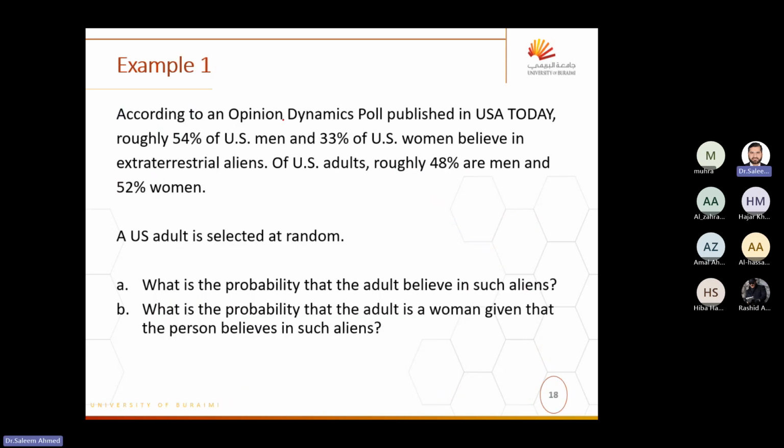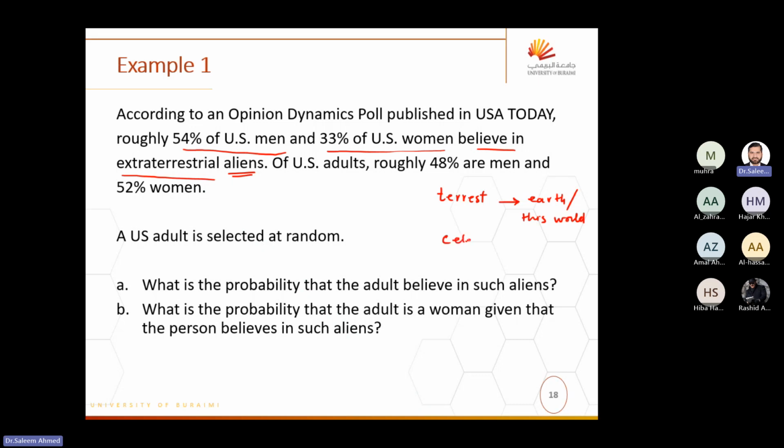According to an Opinion Dynamics poll published in USA Today. USA Today is a newspaper in USA. Roughly 54% of US men and 33% of US women believe in aliens, believe in extraterrestrial aliens. Terrest is something which is used for our Earth, right? Terrest means from this world, our Earth, or where we are living in, right?